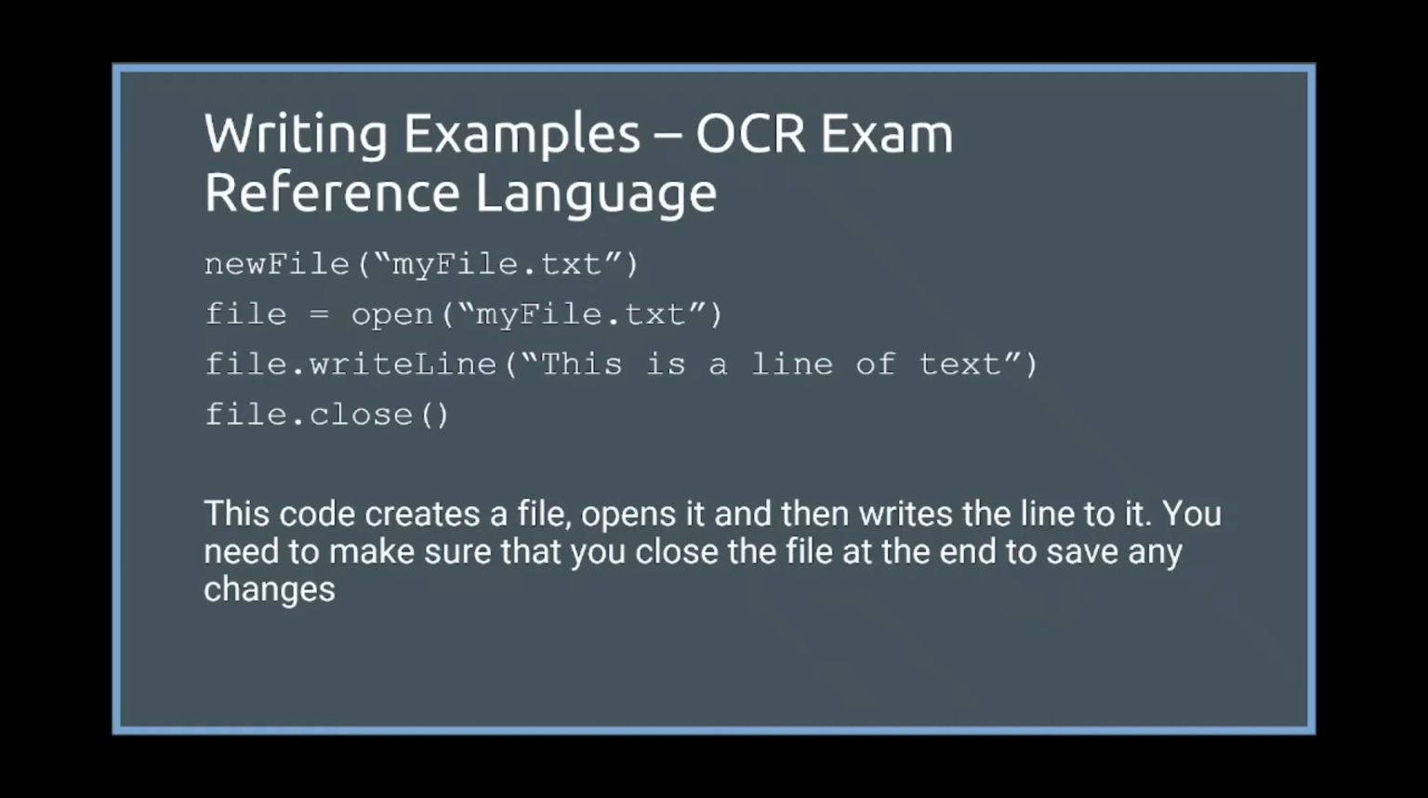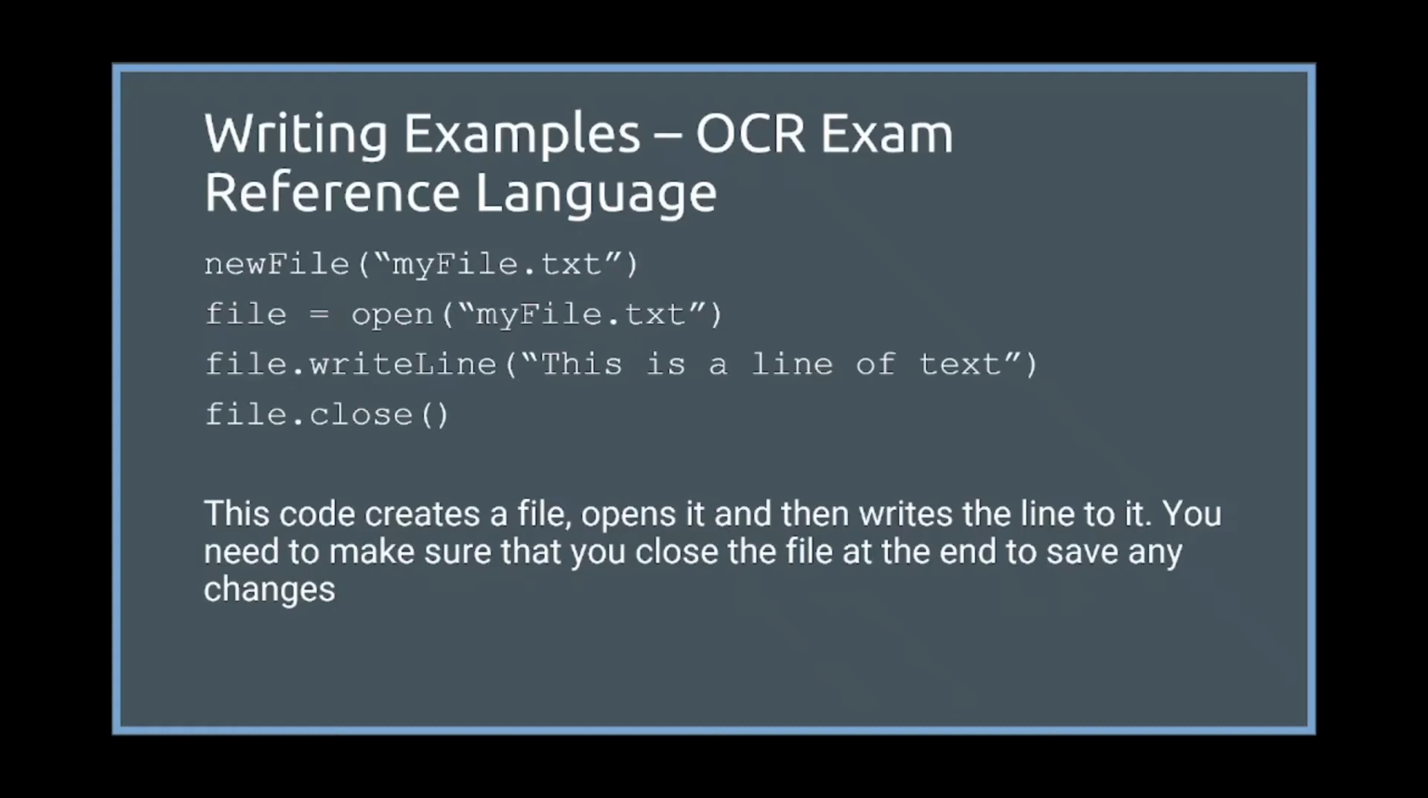So then you can see I am choosing to write the file. So file.writeLine, this is a line of text, and I can have as many of those lines as I want, and I can write as many lines as I would like to. Once you've done that, you then need to do file.close. This will allow you to actually close the file and save any changes that have been made.